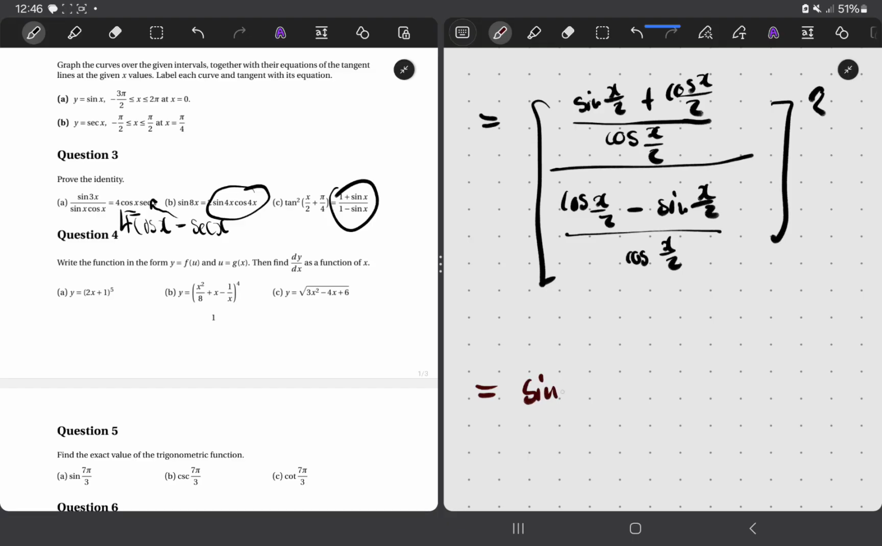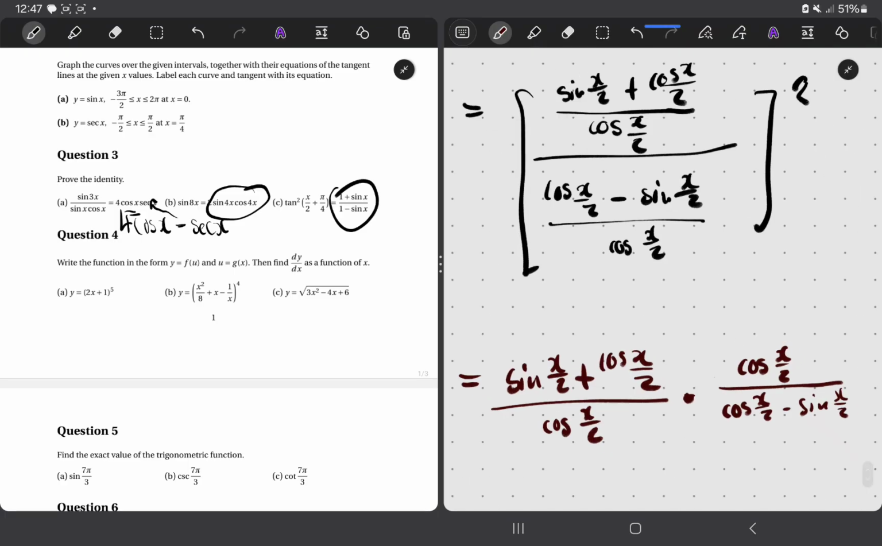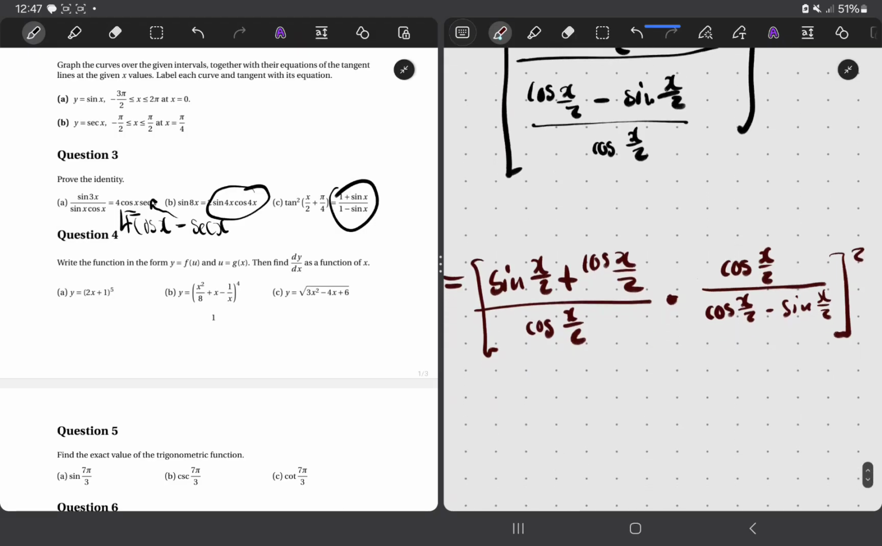So it's just going to be sine x over 2 plus cos x over 2 divided by cos x over 2 times, now we multiply the denominator, which is now cos x over 2. This is now at the top, okay? Because it was in the denominator, we are multiplying, so we flip, and it's now divided by cos x over 2 minus sine x over 2. And we square. Do not forget to square.